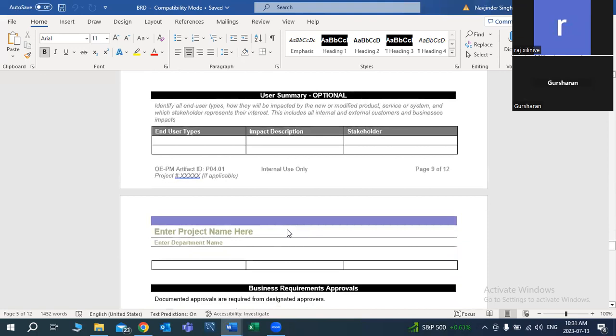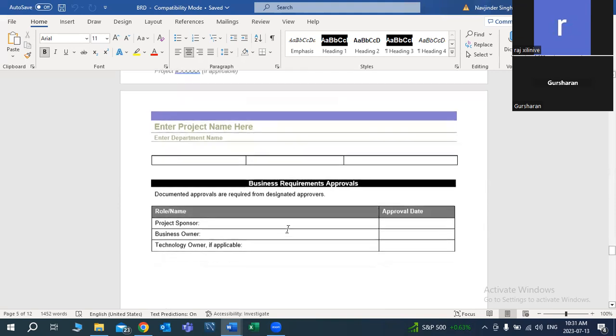Next, here you need to write down the user and end user types. Who are end users? Billing person, store manager, inventory management person. Those people are end users. What kind of stakeholders are they? They are external stakeholders, not internal stakeholders. In what way are these stakeholders impacting the project? That you have to write down under the impact description. If they are showing any impact, you have to write down the impact description here. Understood? Clear?